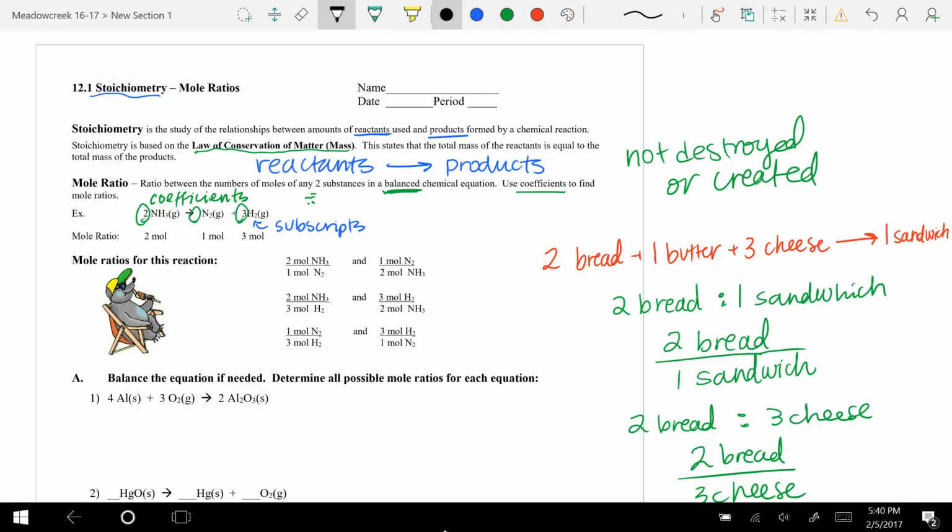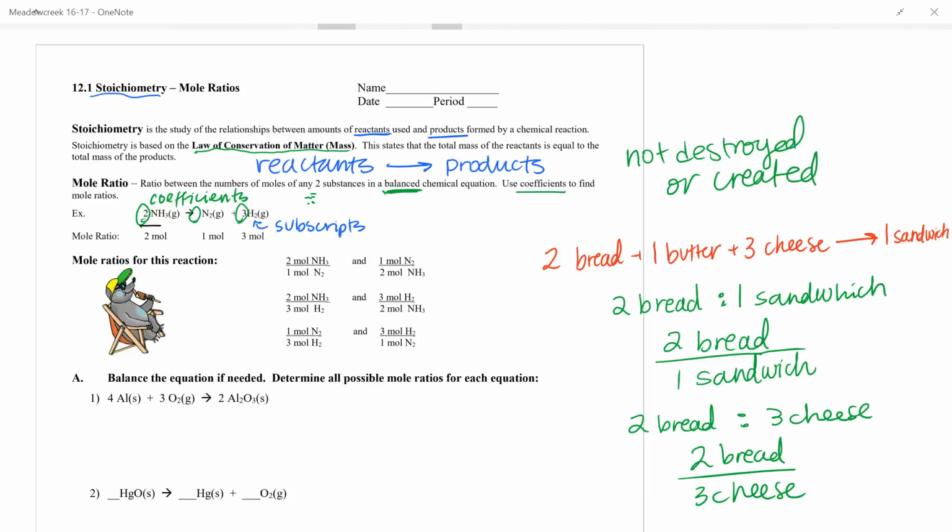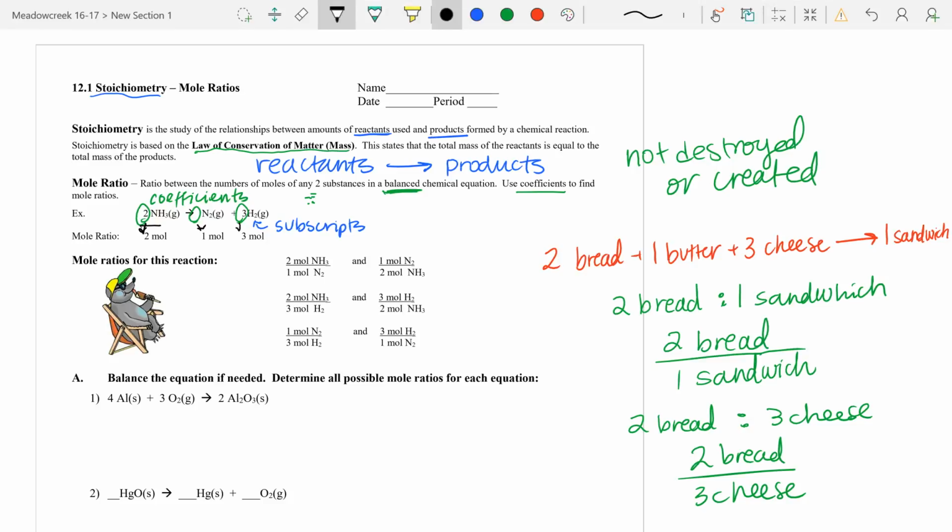Now, if we look at the equation over here, 2 ammonia yields nitrogen gas and hydrogen gas. Now, our coefficients become our numbers in our mole ratios. We just add the word mole to them. It's essentially telling us how many moles are required to complete the reaction as it is presented in the equation. So if I want to know the relationship between ammonia and nitrogen, I would say that I have 2 moles of ammonia for every 1 mole of nitrogen. I'm essentially just using those balanced chemical equations.